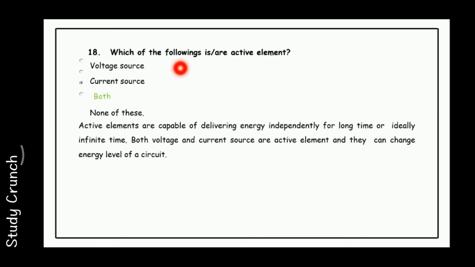Next, which of the following is or are active elements? So both voltage and current sources are active elements, which are capable of delivering energy independently for a long time or ideally infinite time. Both voltage and current sources are active elements and they can change the energy level of a circuit.